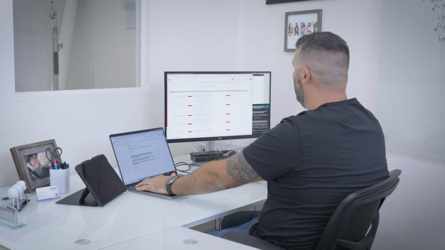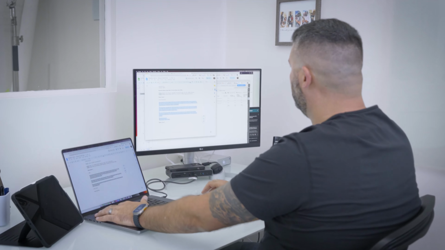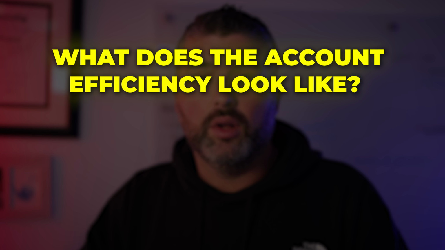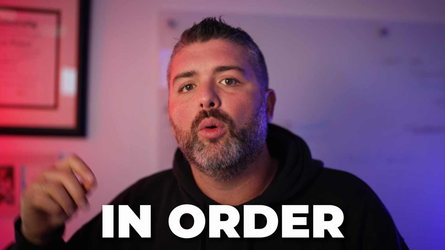Have you ever had data like that in your ad account? Because we haven't. Historically, as good as we are, and I really do consider us one of the best, we've always used account level benchmarks. What's the account efficiency look like? What's the account CTR? What's the account CPM? This now is giving us very specific targets that our creative assets need to hit in order to scale.